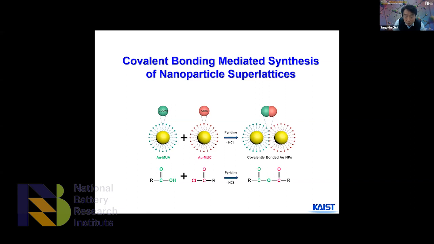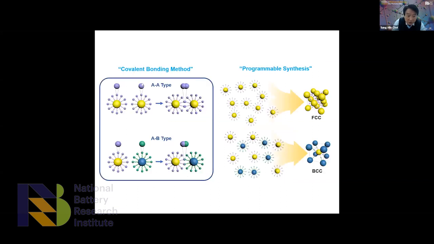So we can do this in two different ways. If we use AA type interaction, the same type of molecules react with each other, then you form an FCC structure. If it is AB type interaction, meaning that A only binds to B, not A itself, not B itself, then if you mix them together, it has to form a BCC structure. Okay. So in this way, we can program the formation of these nanoparticle superlattices.